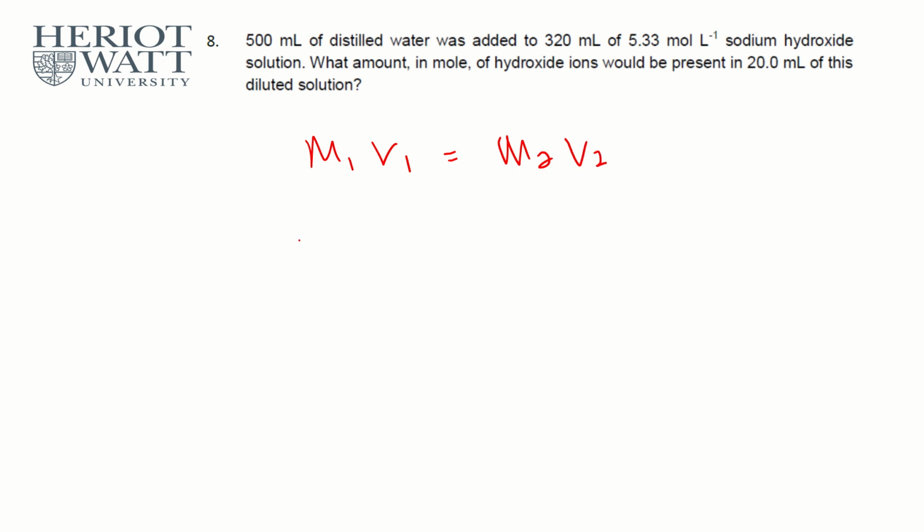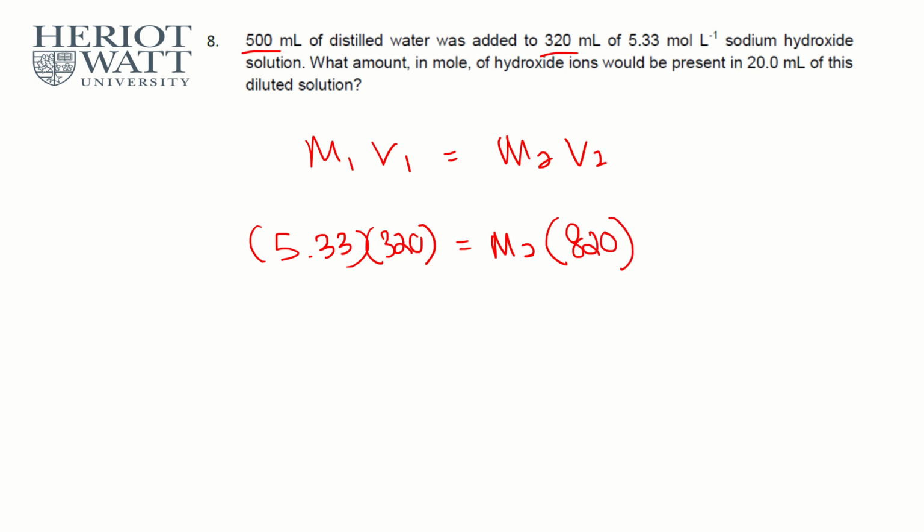So M1 usually the original concentration, which is 5.33. V1 is original volume, which is 320, equals M2, the final diluted concentration. And the final volume, we should add up 320 plus 500. So you have 820. This is the total final volume.